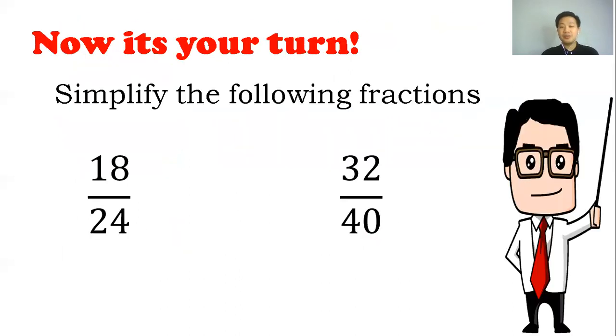Now it's your turn. Simplify the following fractions in any method. I'll give you time to think and to solve. Now if you're done, let's check. 18 over 24 in simplified form is 3 over 4. What about 32 over 40? That is 4 over 5. That's it. That's how you simplify fractions using GCF.